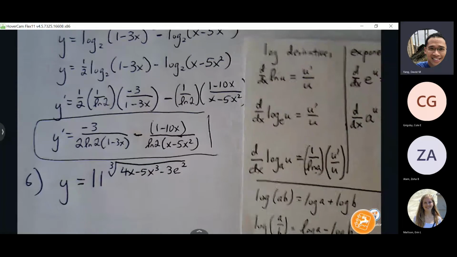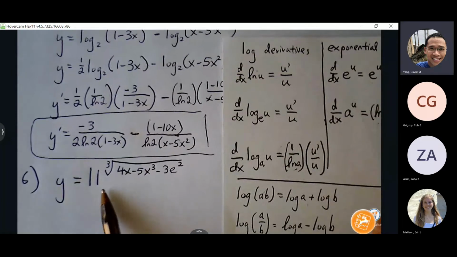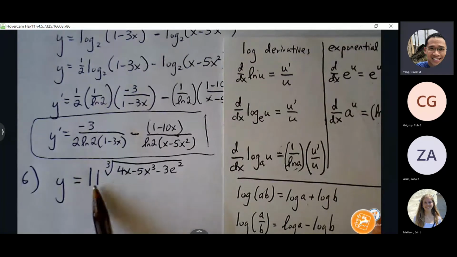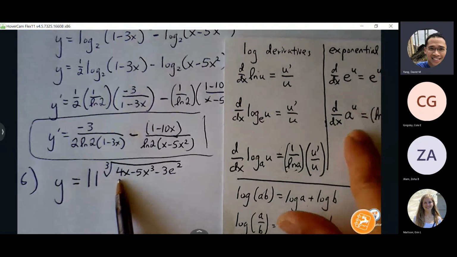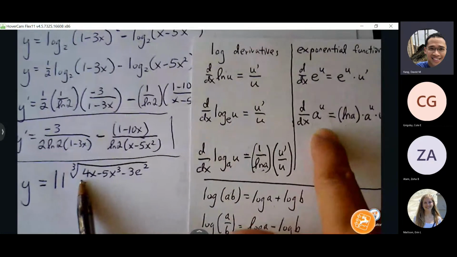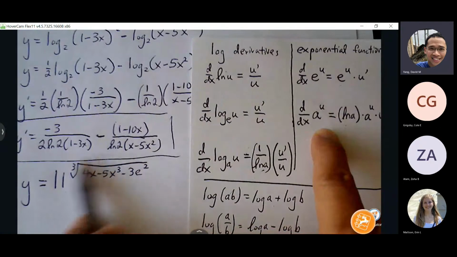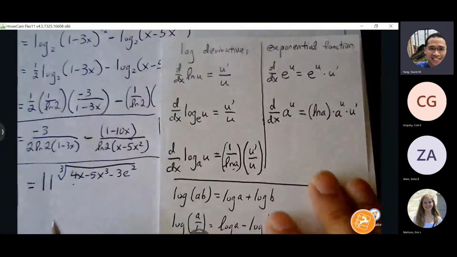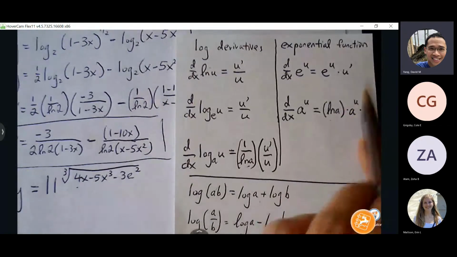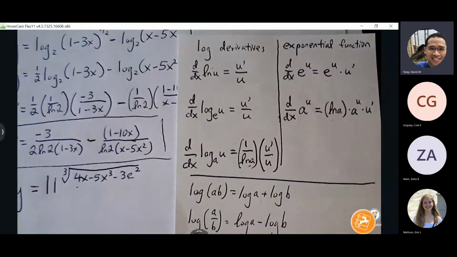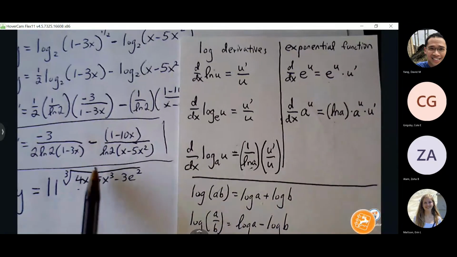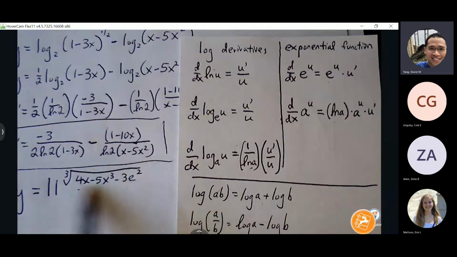Okay, number 6 is an exponential function. This is a base raised to an exponent. This is a to the u. I'm going to follow my a to the u rule, but my u is kind of messy. I can't expand this out, but I can rewrite it using rational exponents. So when I get to u prime, I can go through the proper rule for this exponent expression.